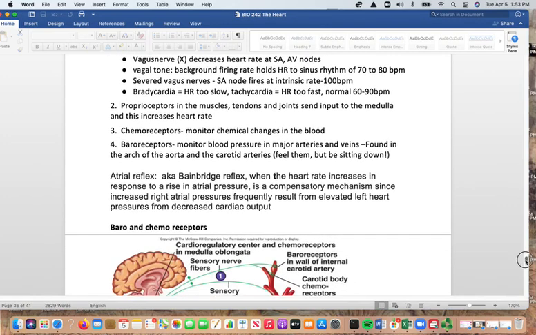The atrial reflex, or the Bainbridge reflex, is when the heart rate increases in response to a rise in atrial pressure. It's a compensatory mechanism, since the right atrial pressure is usually going to be the result of elevated left heart pressures from decreased cardiac output.